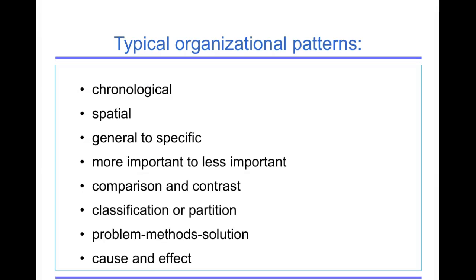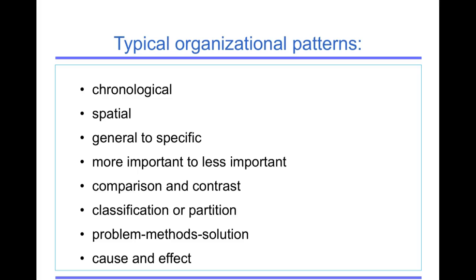There are different organizational patterns, and the textbook again goes into depth explaining these to you, and it's pretty important that you understand them because they are appropriate for different kinds of descriptions or information. So for example, there's chronological, spatial, general to specific, more to less important, comparison and contrast, classification or partition, problems, method, solution, and cause and effect.